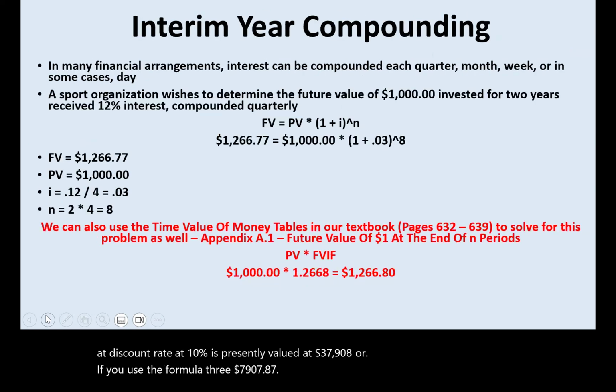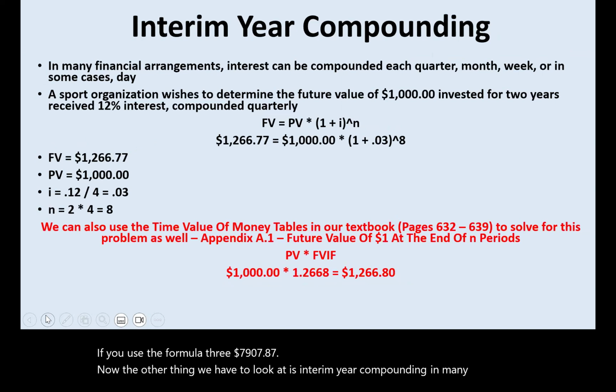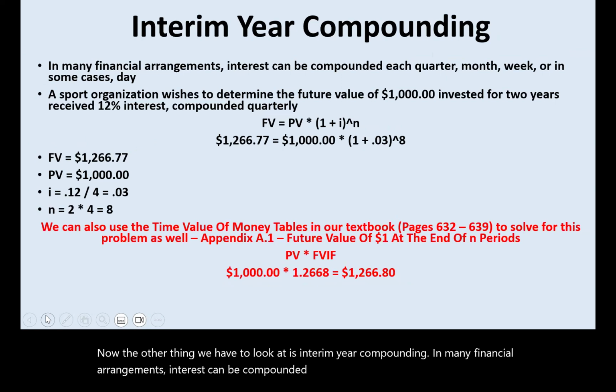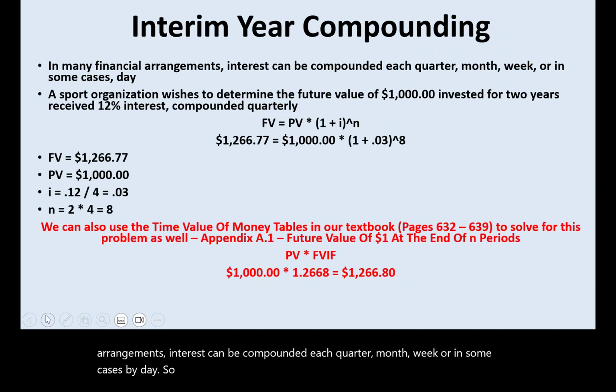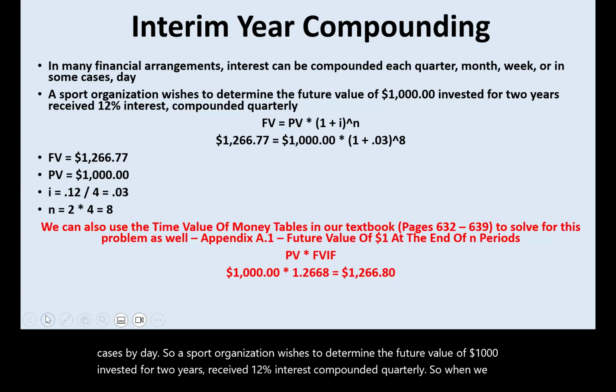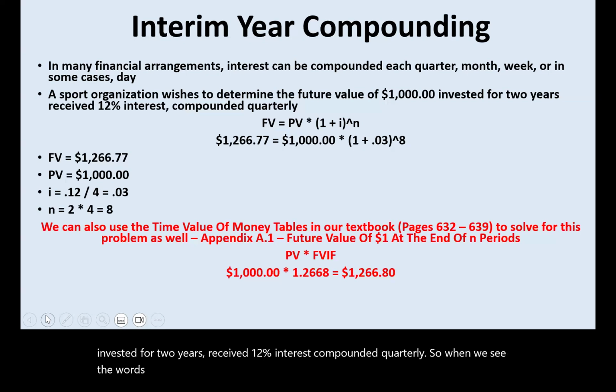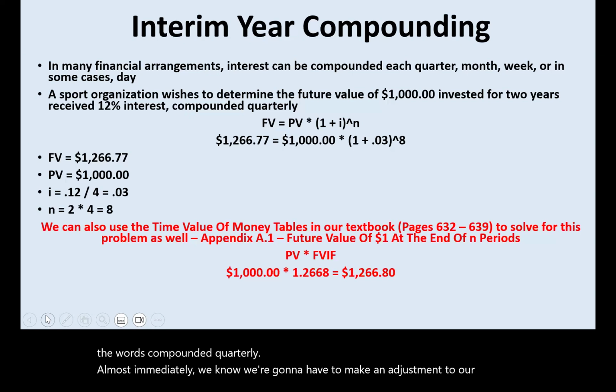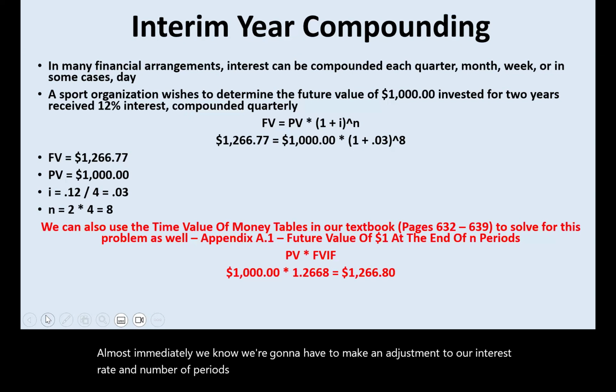Now, the other thing we have to look at is interim year compounding. In many financial arrangements, interest can be compounded each quarter, month, week, or in some cases by day. So, a sport organization wishes to determine the future value of $1,000 invested for 2 years, receiving 12% interest compounded quarterly. When we see the words compounded quarterly, almost immediately we know we're going to have to make an adjustment to our interest rate and number of periods. And once again, that's why I like to diagram everything out.